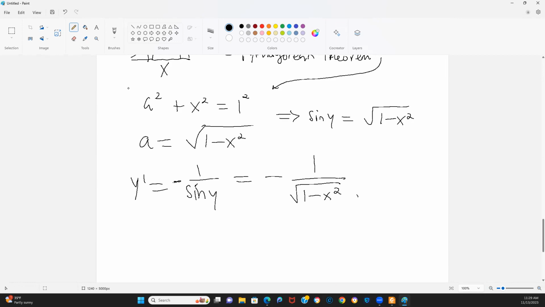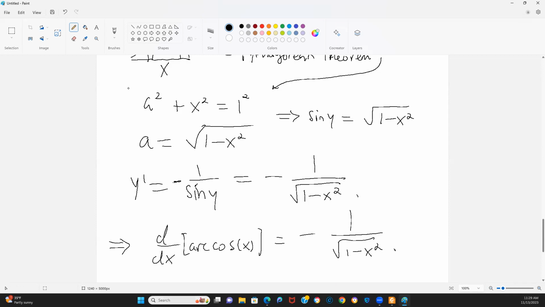So if you're in a bind and you don't remember, this implies that the derivative of arc cosine of x is equal to negative 1 over the square root of 1 minus x squared. If you can't remember this, you can just go through that derivation.